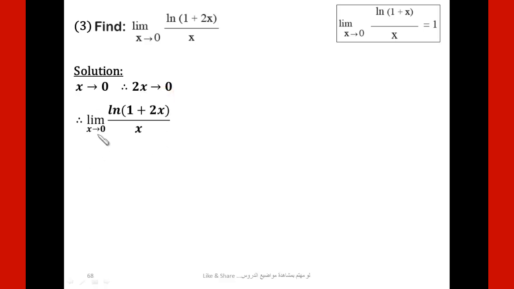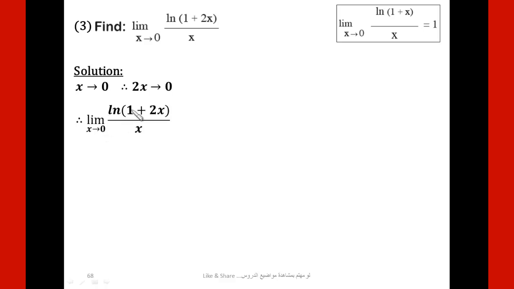Find the limit ln 1 plus 2x over x when x tends to 0, and we will use this rule to solve this problem. How? Solution: when x tends to 0, then 2x tends to 0. Multiplying both sides by 2: 2 multiply x equals 2x, 2 multiply 0 equals 0. Then limit. Here we write the problem itself, the original fraction.